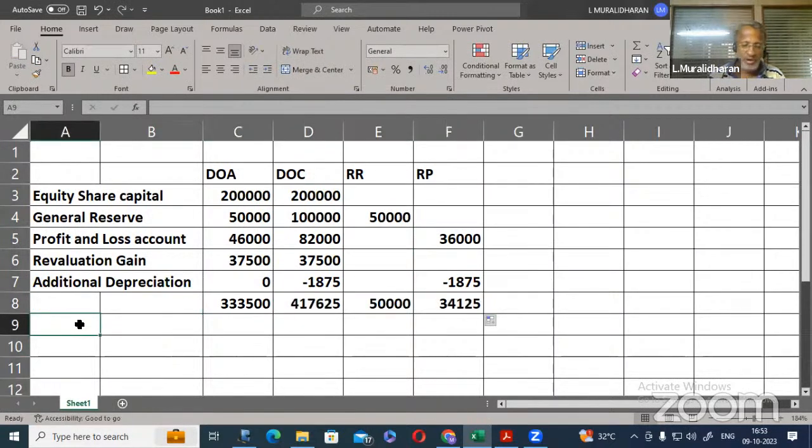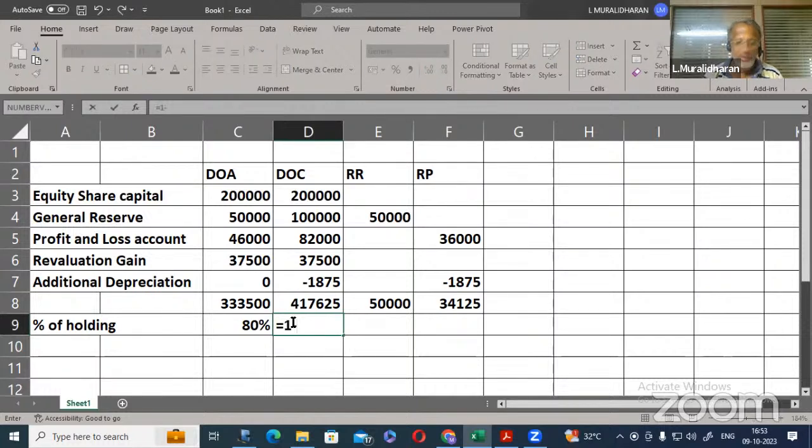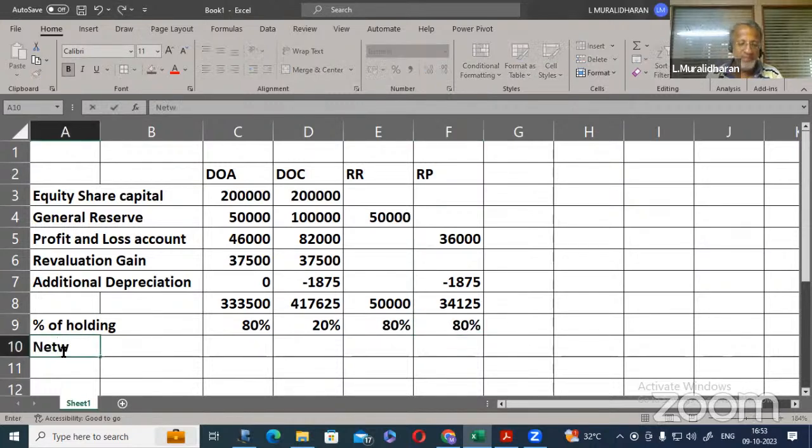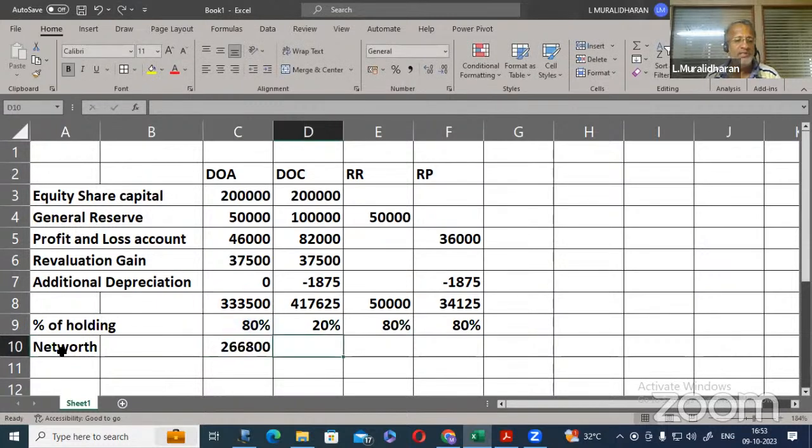Now let us just effect the total and extend the total to all the columns. So with that, we will note down the percentage of holding. Percentage of holding, where it is 80%, should be noted in all places except DOC. In DOC, we will be noting down the minority interest percentage, 20. In rest of the places, we will note down only that 80%. Okay. Now, by applying that, we will be arriving at the net worth. So, what is that? 80% multiplied by 3,33,500. On the same lines, 83,525 and 40,000 and 27,300.